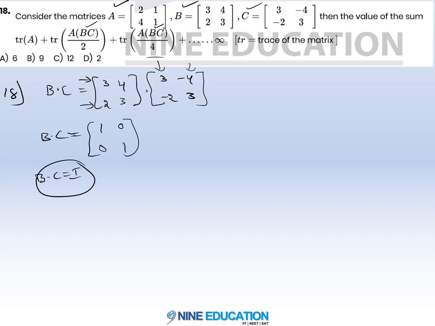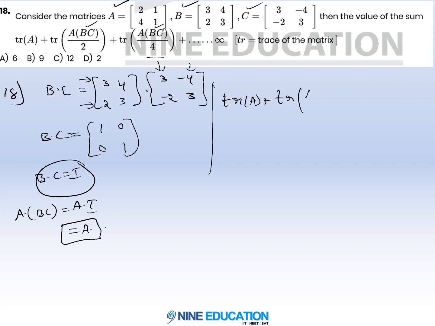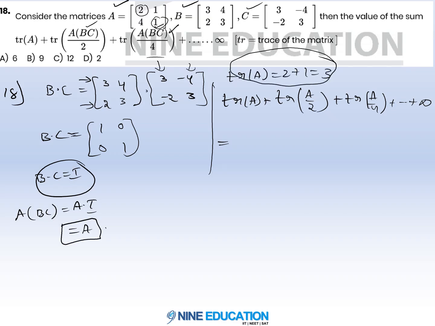So in each expression, A into BC is present. Now A into BC will be A into I, which will be matrix A itself, right? Now let's come to the question. They're asking us to find trace of A plus, A into BC can be written as A again, so trace of A by 2. Next, A into BC again can be written as A, plus trace of A by 4, and so on till infinite number of terms. So from the question, trace of A is 2 plus 1, which is 3. So trace of A is 3.